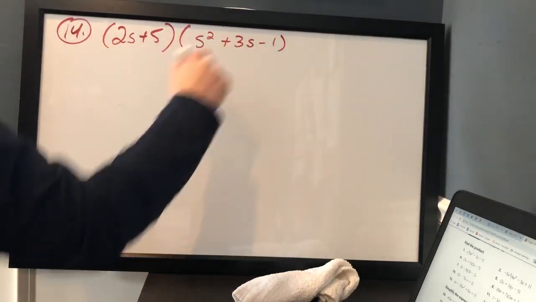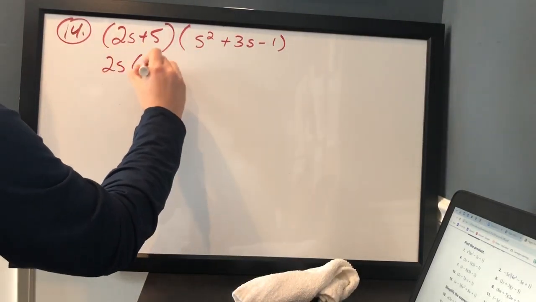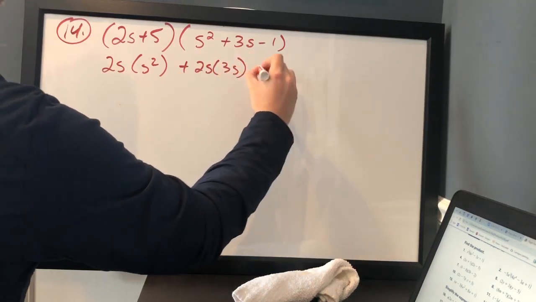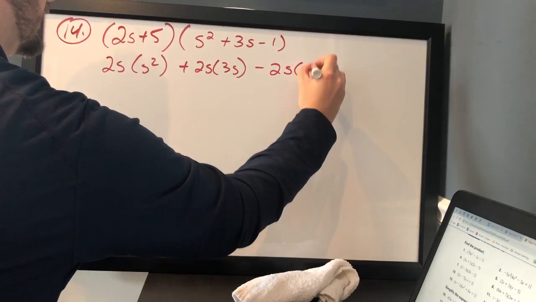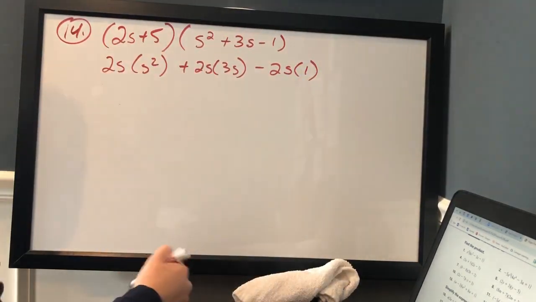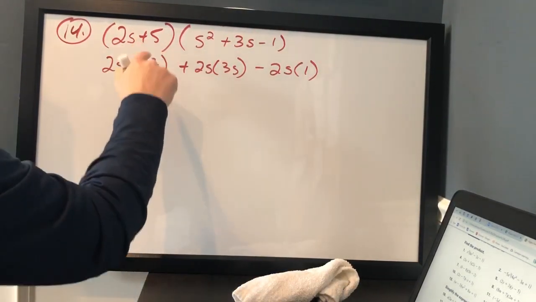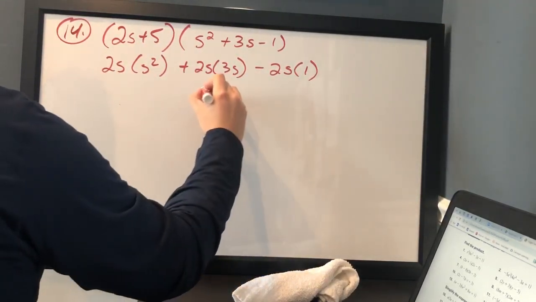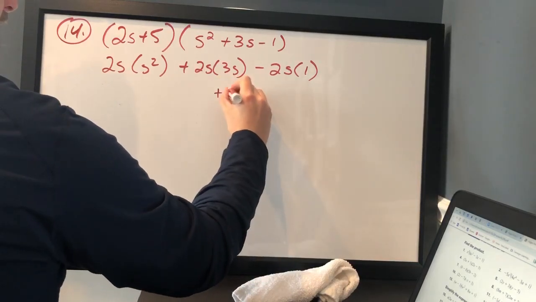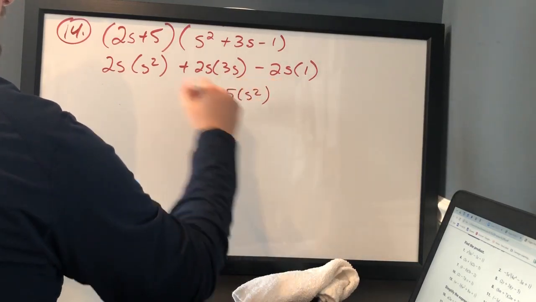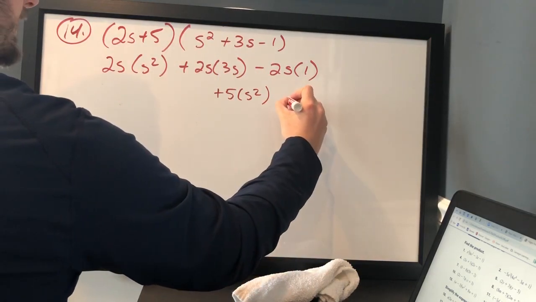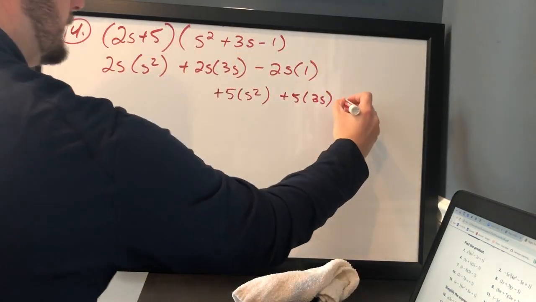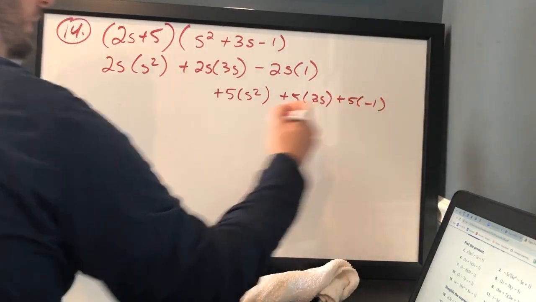Okay, again, we have to take 2s times everything. So 2s times s squared plus 2s times 3s minus 2s times 1. That's the first part, okay? And because we're running out of room, I'm going to write the other one over here. 5 times s squared equals plus 5 times s squared. 5 times positive 3s plus 5 times 3s. And 5 times 1 plus 5 times negative 1 this time.